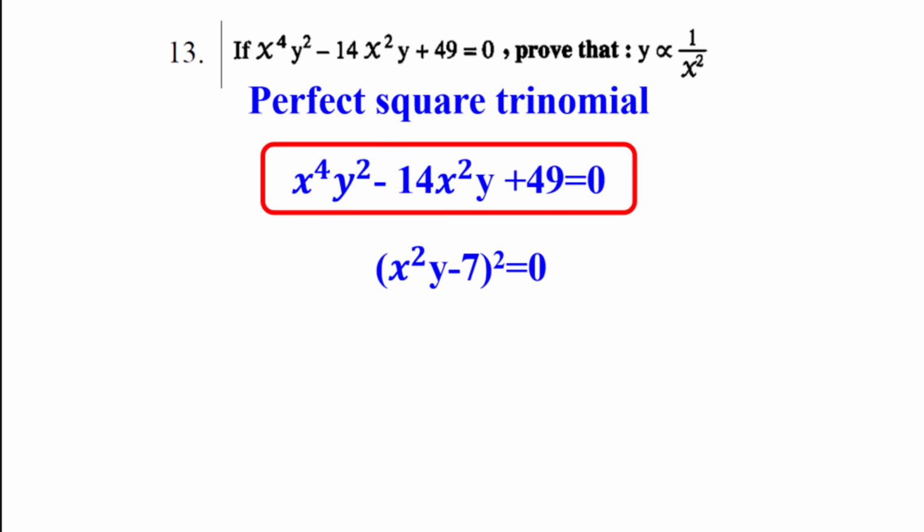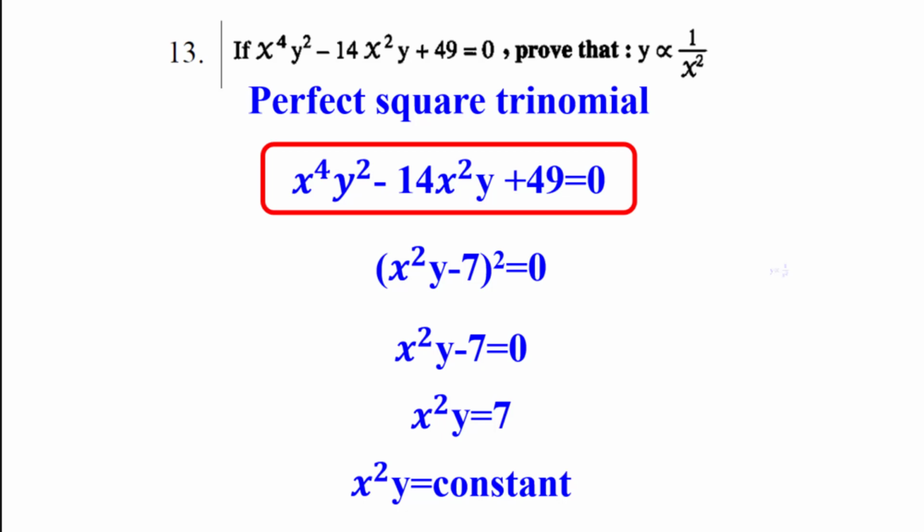By taking the square root, we get x squared y minus 7 equals 0. Now we can deduce, moving 7 to the other side with inverse sign, x squared y equals 7. It means what, guys? It means x squared y equals a constant. It means that y varies as 1 over x squared, as inverse variation.